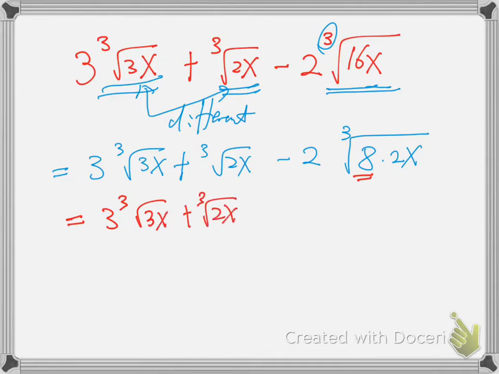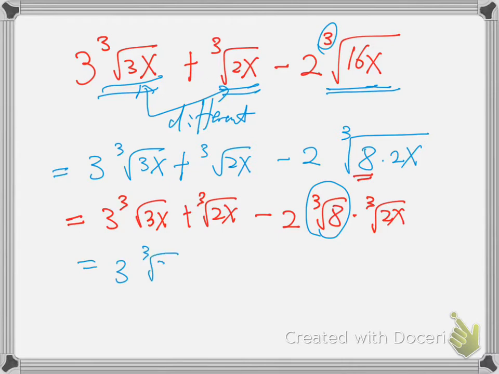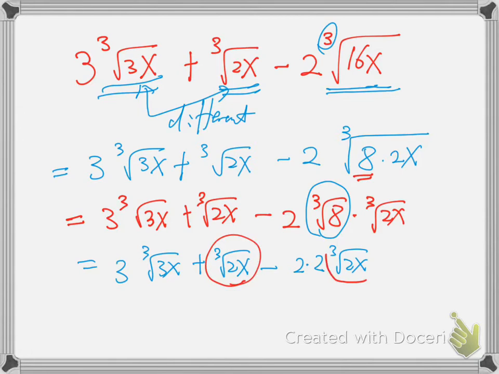Cube root of 2x minus 2 times cube root of 8 times cube root of 2x. So this is the part that we want to simplify. This is 3 cube root of 3x plus cube root of 2x minus 2 times 2 cube root of 2x. So now we get like radicals, right? They are exactly the same.